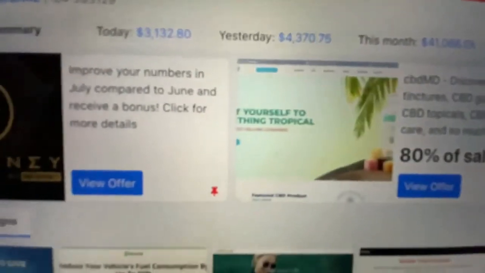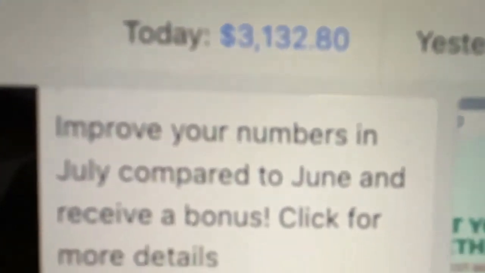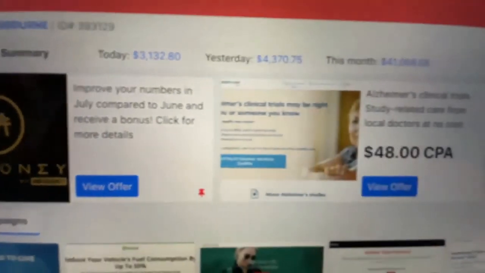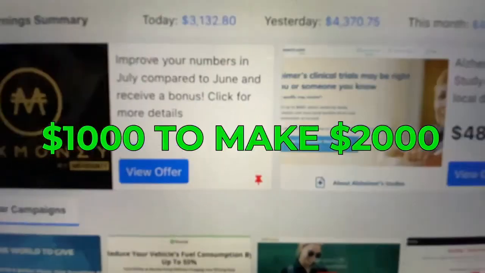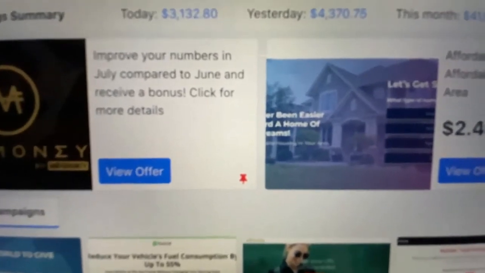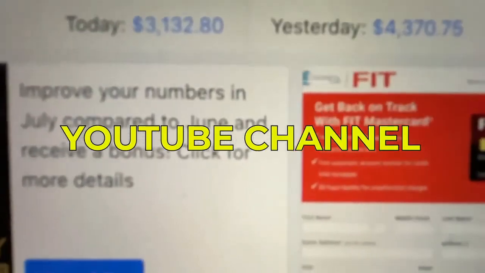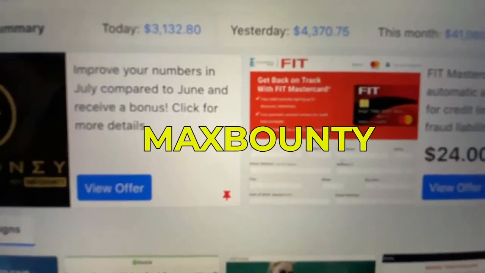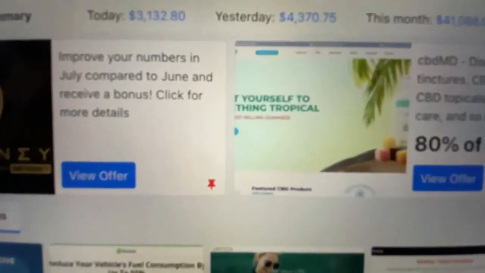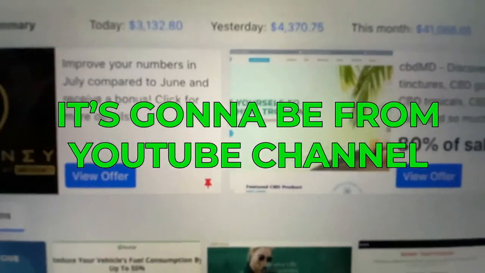All right, Learning Machines, so far from the $1,000 basically spent on Facebook ads, that is $3,000 right there. But that's not 3x ROI from the Facebook ads. Basically, I spent $1,000 on Facebook ads to make about $2,000 back. It was $1,800 back. But I have other income streams, a whole entire YouTube channel that pushes traffic to CPA offers on Maxbounty here that basically gets conversions all day long. So a lot of this money today also is going to be from my YouTube channel.